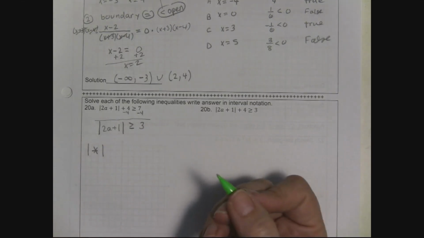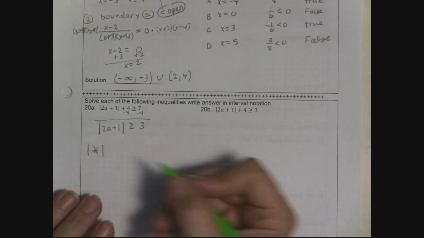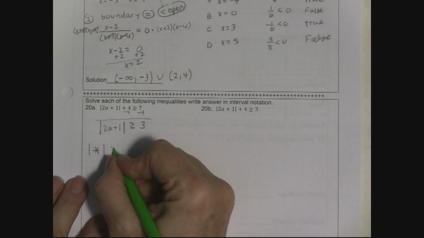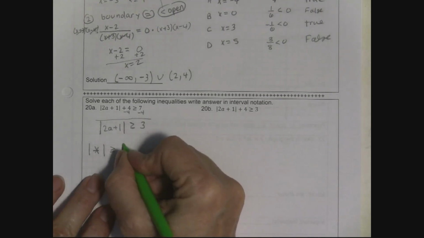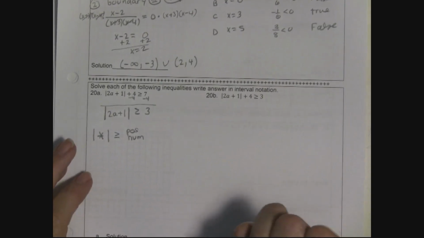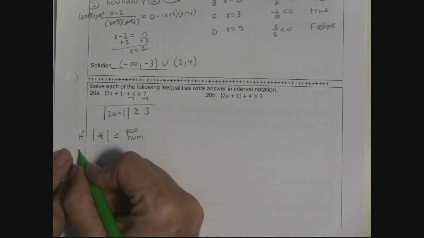and I know that in the notes I didn't have a star there. I think they had a capital X from your book. So I'm just using a star. It doesn't matter what it is. In this case, it's 2a plus 1. And if that is greater than a positive number, which is 3, we have 3 again. And this is the if, and then this is the then.